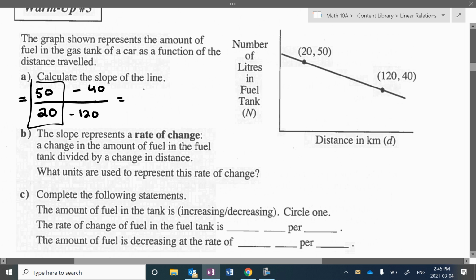So in this case, 50 minus 40 gives me 10. 20 minus 120 gives me negative 100, which reduces to negative 1/10. Or if I did that division, which is kind of nicer because of the context, think of it as a decimal, it is negative 0.1. So my fuel's decreasing at a rate of 0.1 liters per kilometer.